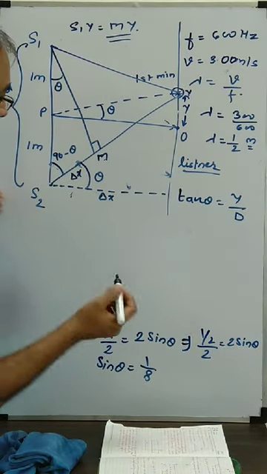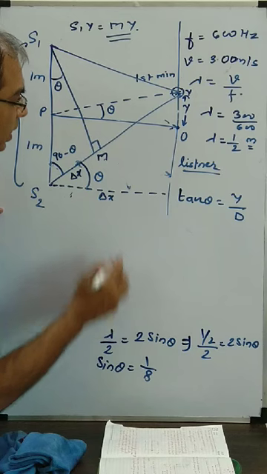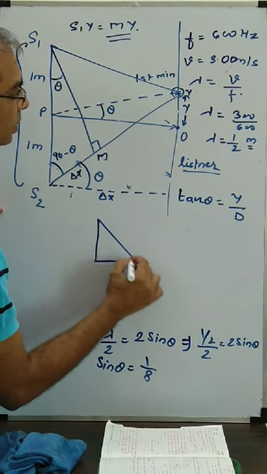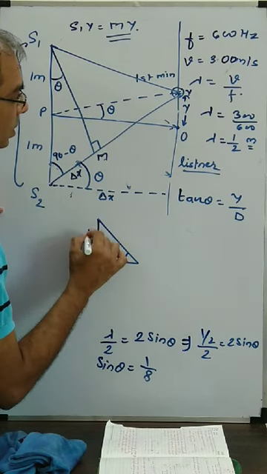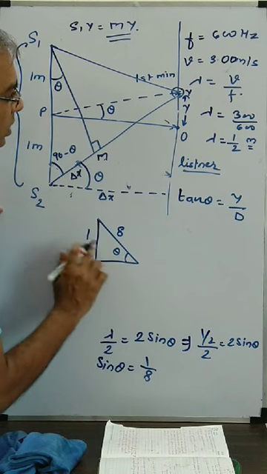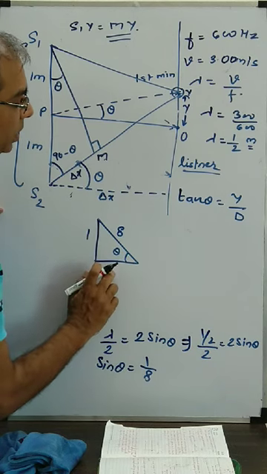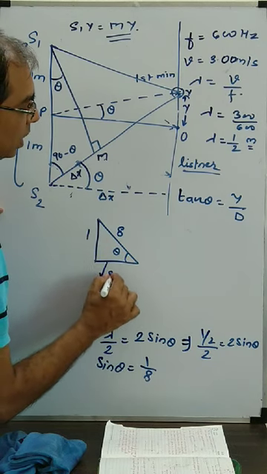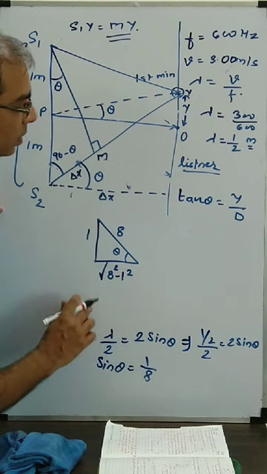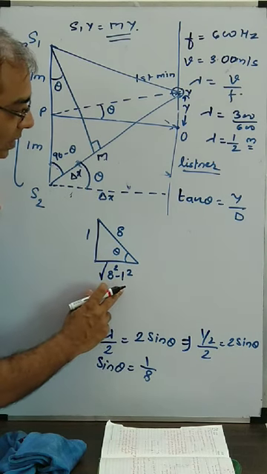How can we do so? Very simple. If sine theta is 1 by 8, we know that this is theta, this is 1 and this is 8. Then only sine theta is 1 by 8. So what will be this value? This value will be 8 square minus 1 square, that is root over 63.